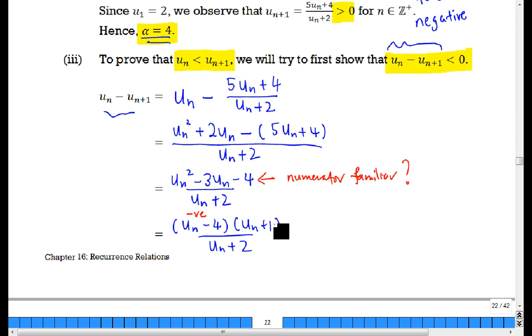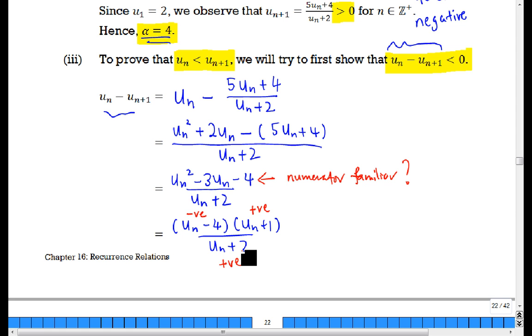Obvious positive, right? Because un is already positive. All the terms are positive. So whether you plus 1 or plus 2, it will be positive. Now comes the magic part. I have one factor that is negative, two factors positive. No matter what it is, the whole fraction will be negative.